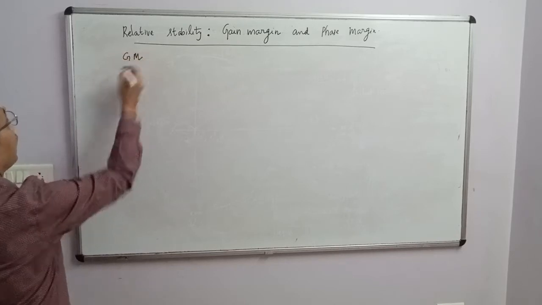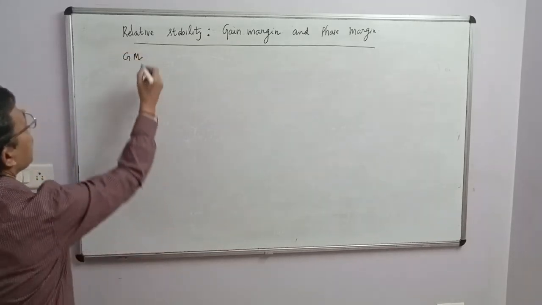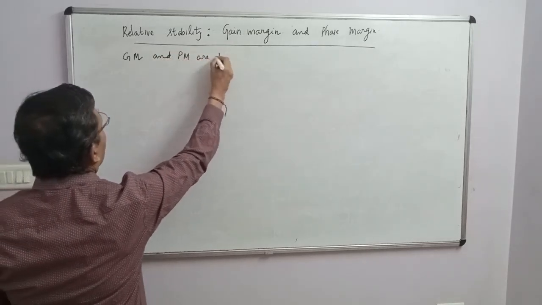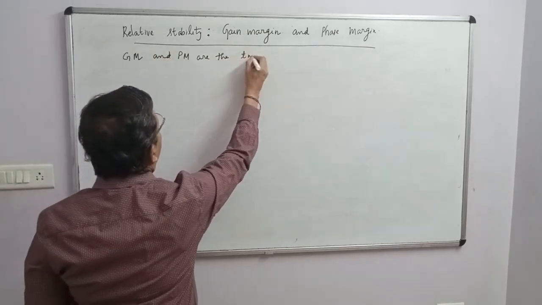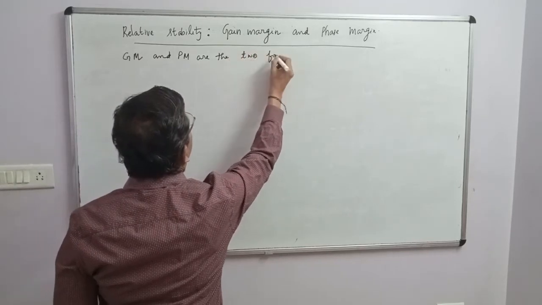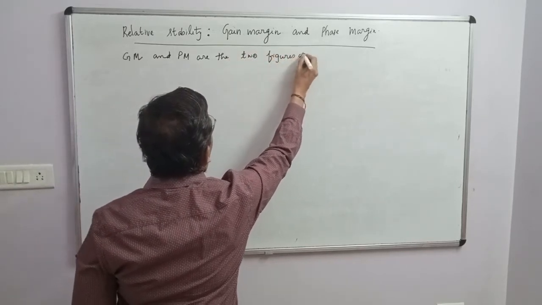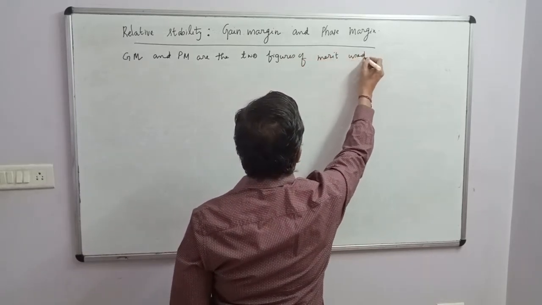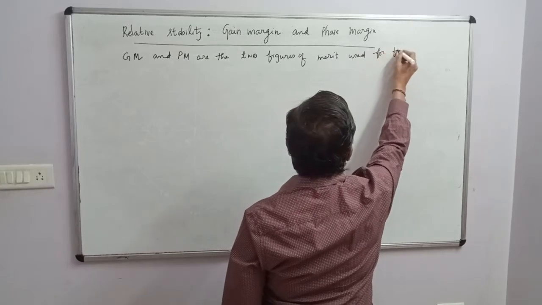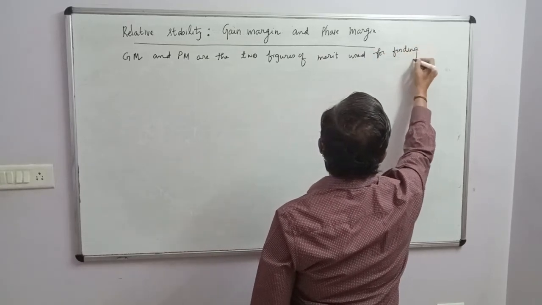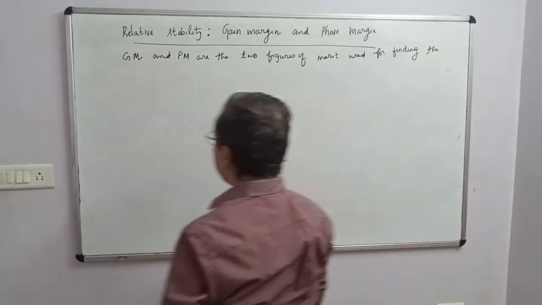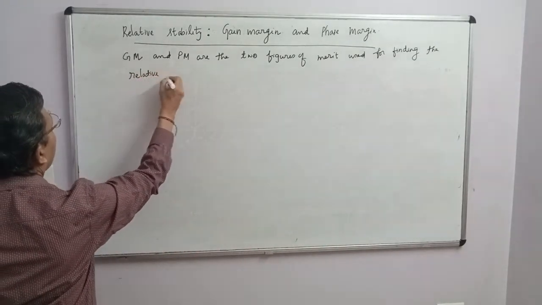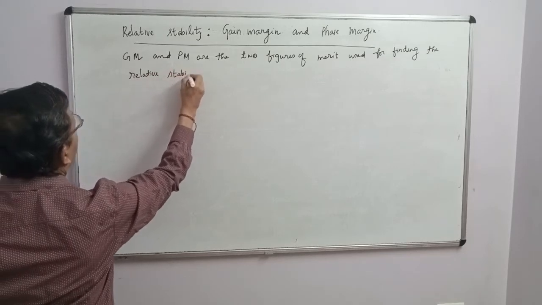GM is the short abbreviation for gain margin, and PM is the abbreviation for phase margin. GM and PM are the two figures of merit used for finding the relative stability of a system.